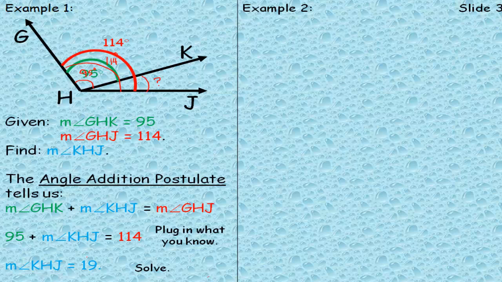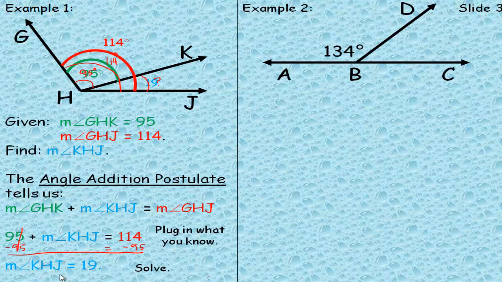How did we get to 19? Well, I subtracted 95 from each side of the equal sign. And what that does is this cancels out. I'm left with this equal to 114 minus 95, which is 19.